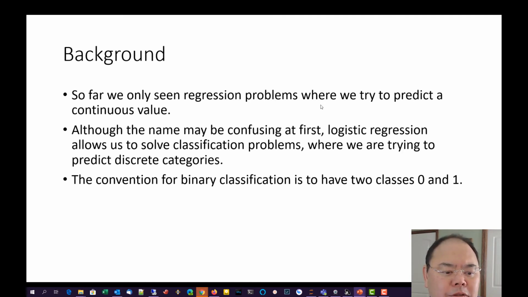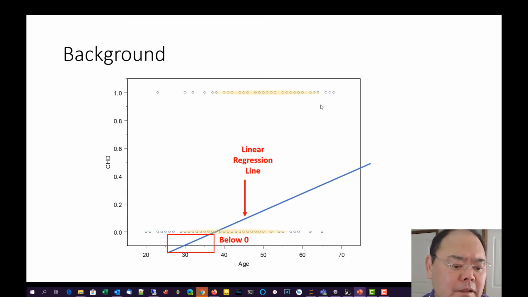Although the name logistic regression looks fairly confusing in the beginning, logistic regression allows us to solve classification problems that linear regression cannot handle. These are what we call categorical data. Conventionally, binary classification has two classes, 0 and 1, so basically a yes or no problem. Look at the data we have, for example, the age of the patient and the possibility of having a heart defect.